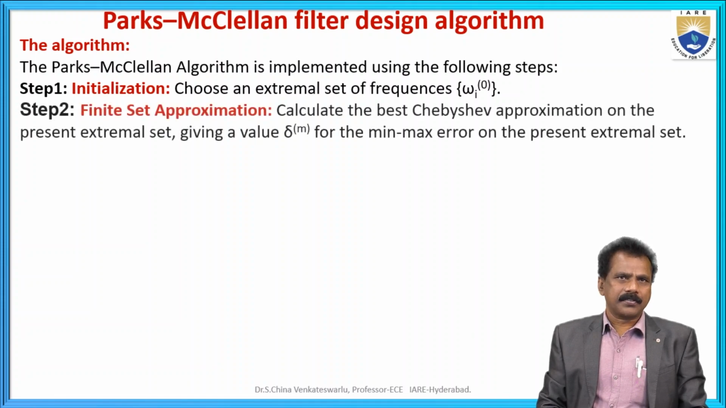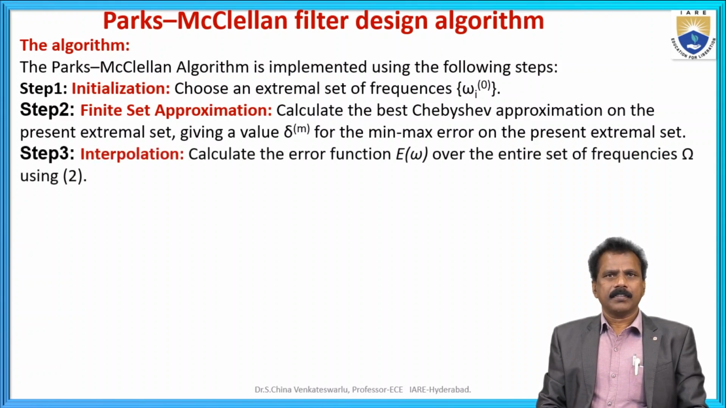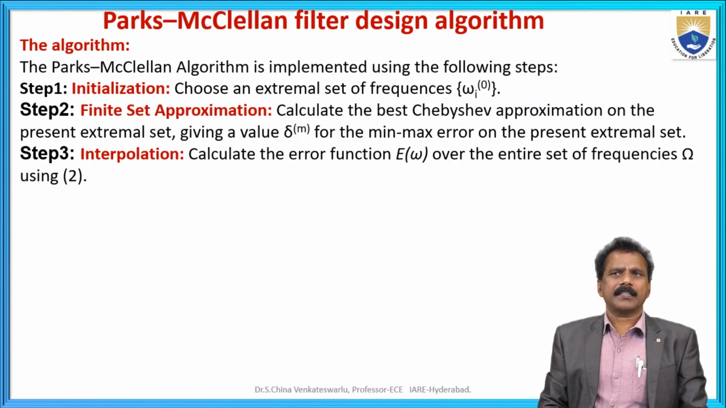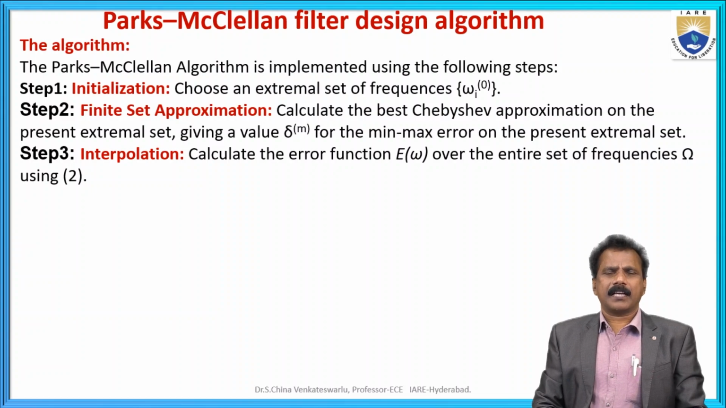Next, the second step, finite set approximation: calculate the best Chebyshev approximation on the present extremal set, giving the value delta m for the minimum maximum error on the present extremal set. Coming to step 3, interpolation: calculate the error function E of omega over the entire set of frequencies omega using step 2. Step 2 is the finite set approximation, where we calculate the best Chebyshev approximation on the present extremal set, giving the value delta m for the minimum maximum error on the present extremal set.